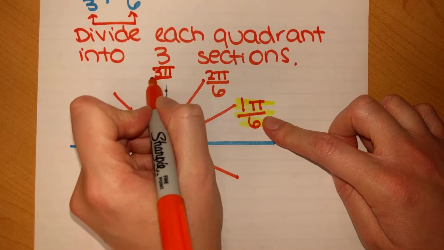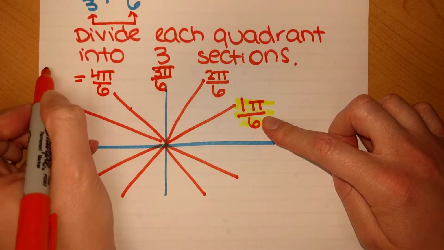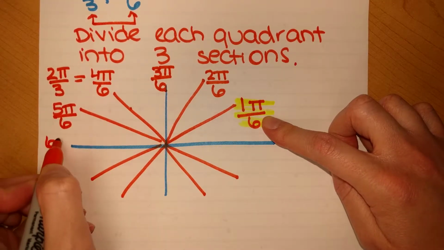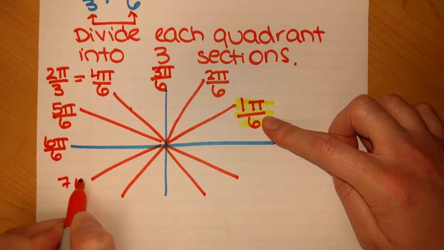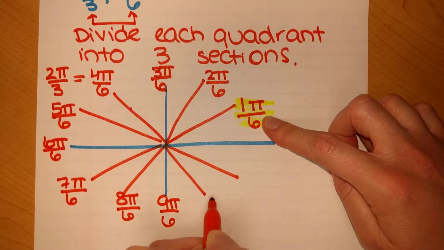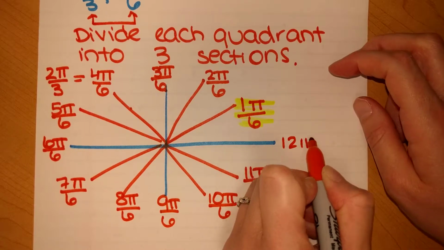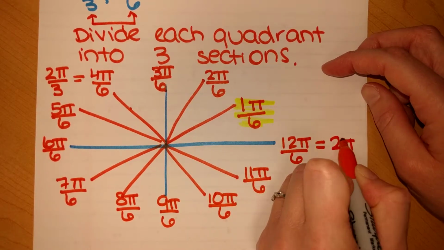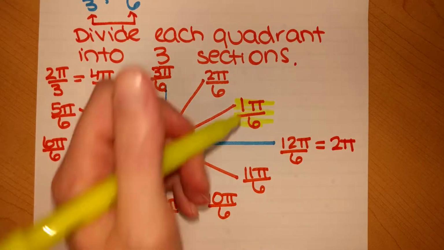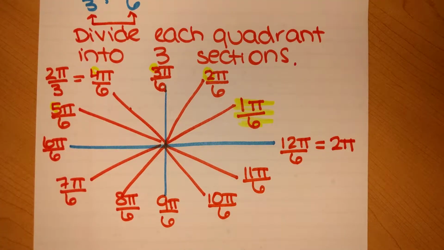So 3 pi over 6, which would reduce to pi over 2, 4 pi over 6, which of course would reduce to 2 pi over 3, 5 pi over 6, 6 pi over 6, which reduces, 7 pi over 6, 8 pi over 6, 9 pi over 6, 10 pi over 6, 11 pi over 6, and 12 pi over 6. And you can keep going until the end of time, but adding your pi over 6 as you go around. So the idea is, when you divide it into 3 sections, you then have 1, 2, 3, 4, 5 pi over 6 every single time.